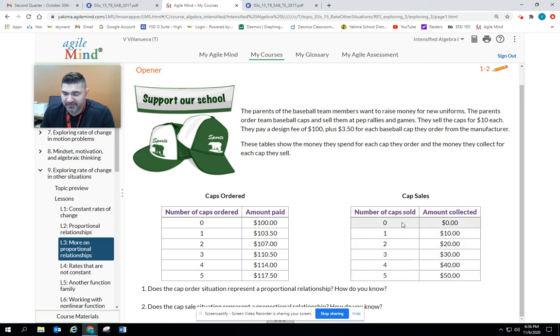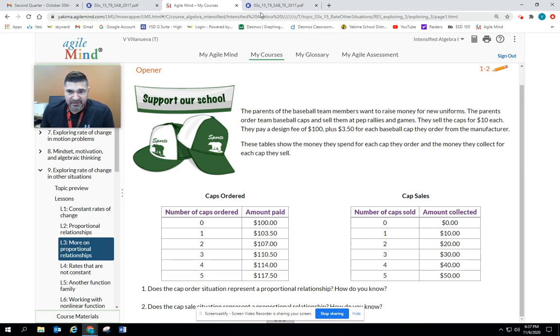Okay, so this is what they are selling. Over here, these are what it takes. This is what it costs to actually make the caps. Just to make 1 cap would be $103.50. But notice that this rate is $3.50 because they're going up $3.50 every time. This rate here is $10. Eventually, we know that if you sell enough caps that you will make a profit. Okay, if you sell 5 hats, well, you're not going to make a profit because it costs $117.50 for 5 caps.